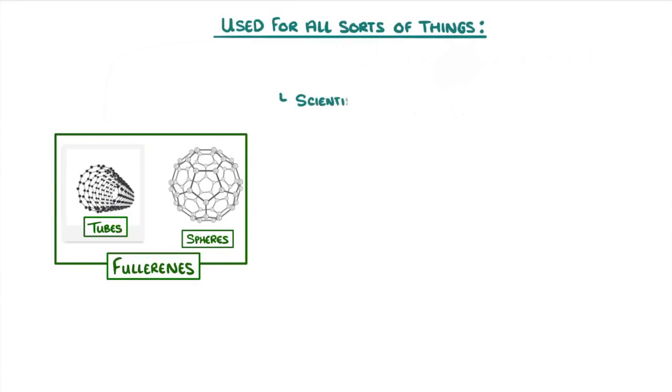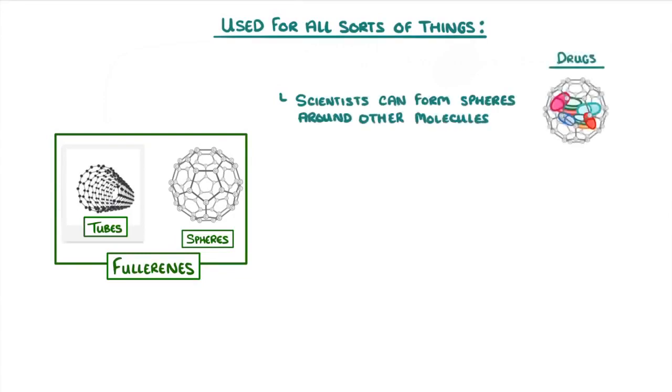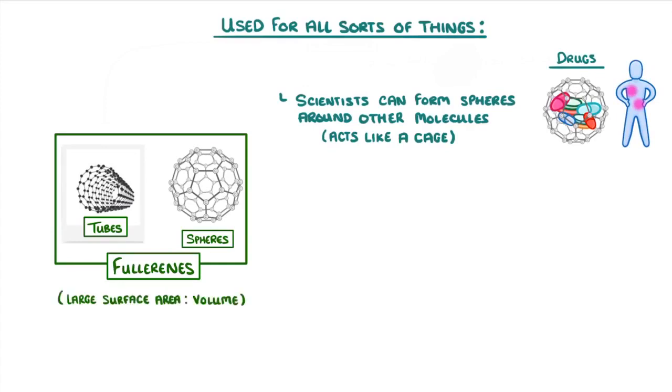For example, scientists are able to form the spheres around other molecules, such as drugs, so that it acts like a cage, and can be used to deliver the drugs to certain areas of the body. Or because fullerenes have a large surface area to volume ratio, as all tiny things do, they could be used to make industrial catalysts, which are used to speed up the rate of chemical reactions.